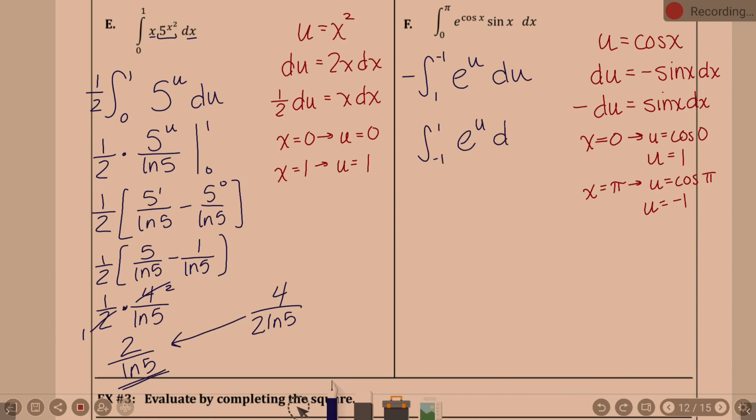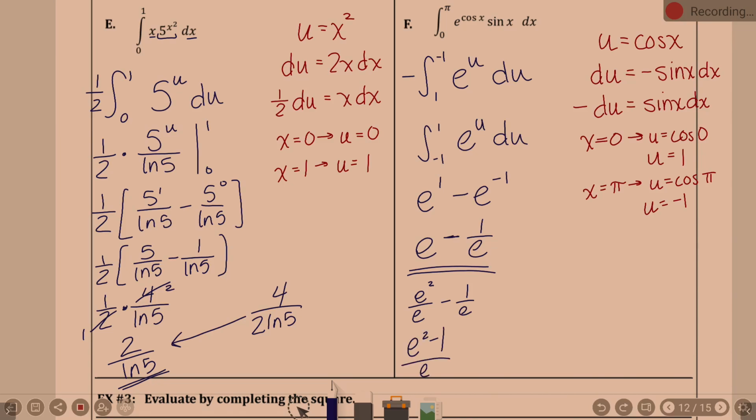I think we did this exact integral earlier. E to the first minus e to the negative first. So e minus 1 over e. Keep in mind, with a common denominator of e, this is e squared over e minus 1 over e. So this could also be written as e squared minus 1 all over e.